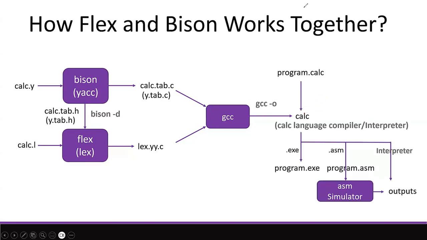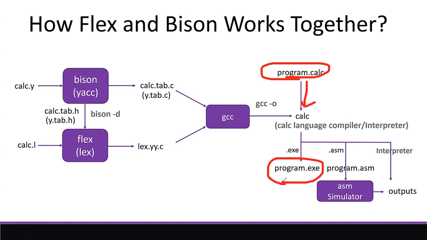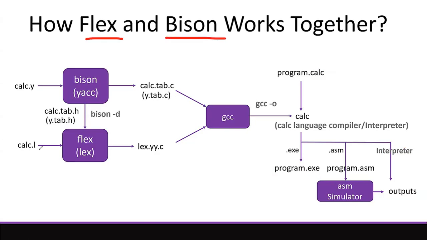And then this calculator compiler, you can have a calculator language program feed into the calculator compiler. You can generate an executable file or use it as an interpreter. Okay, and you can get results. So this one is how to use Flex and Python to work together.